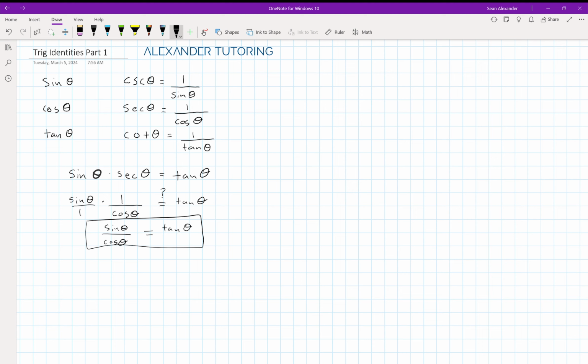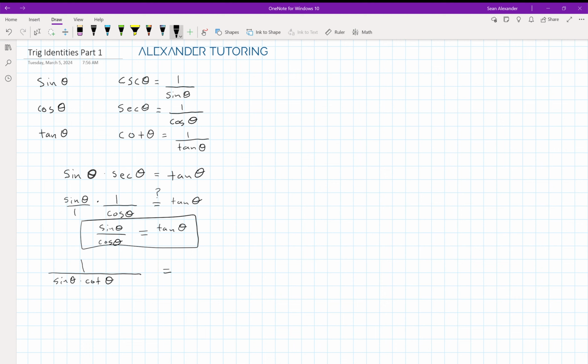So the first rule in doing these kind of trig equation proofs is, if you see cosecant, secant, or cotangent, you want to switch that to sines and cosines using their equivalent reciprocal. Okay, let's try another one. What if we had 1 over sine theta times cotangent theta equals 1 over cosine theta.